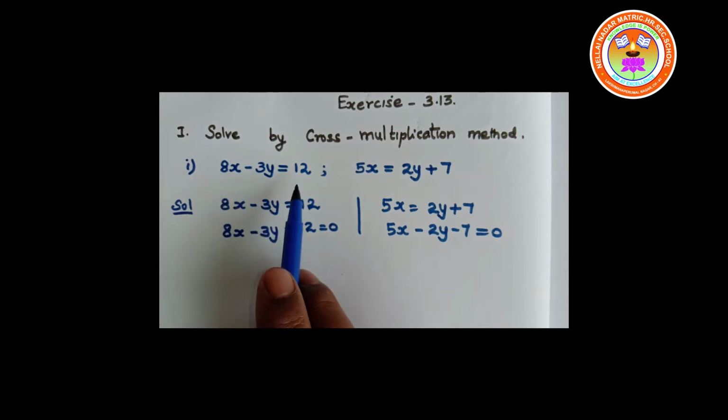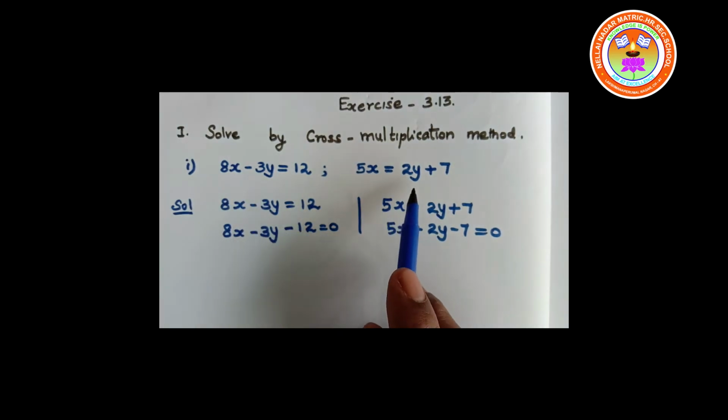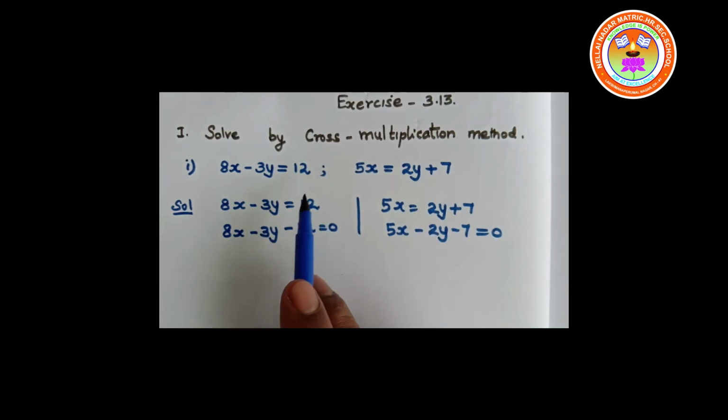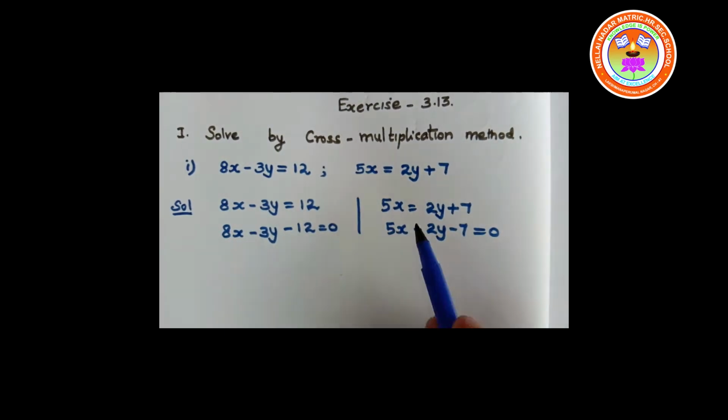Solve by cross multiplication method: 8x minus 3y equal to 12, 5x equal to 2y plus 7. For the cross multiplication method, you have to make the right hand side 0. Bring the constant to one side. So 8x minus 3y plus 12 becomes minus 12 equal to 0. In the same way, 5x equal to 2y plus 7: transfer 2y to that side to get minus 2y, and plus 7 becomes minus 7 equal to 0.